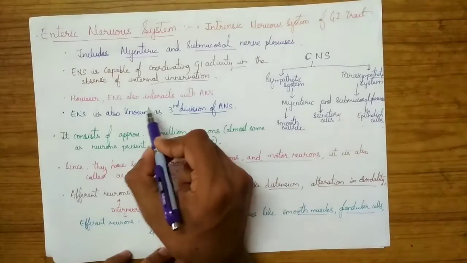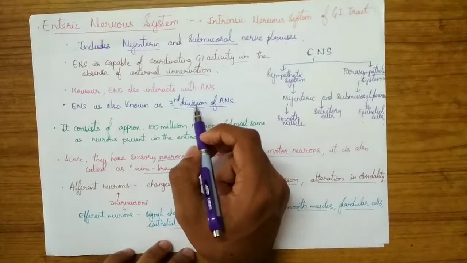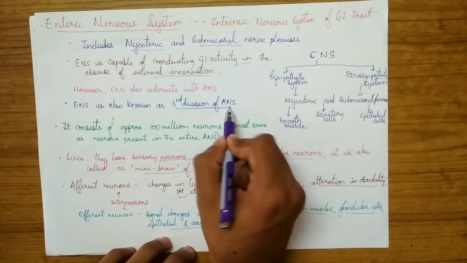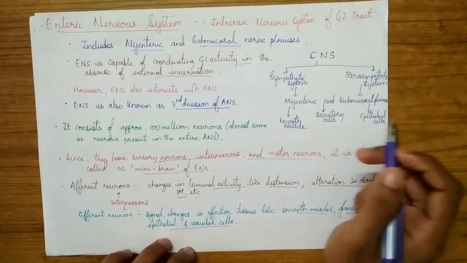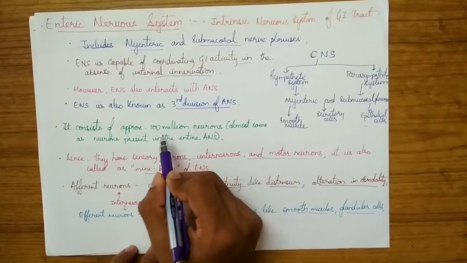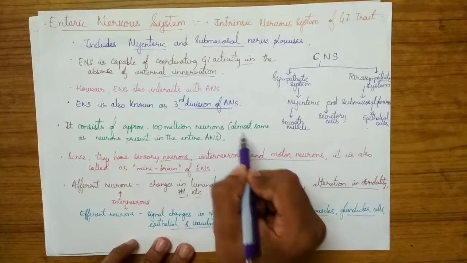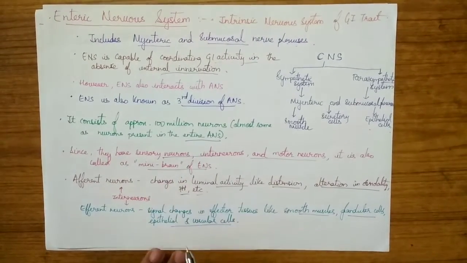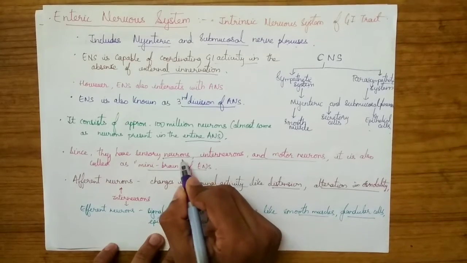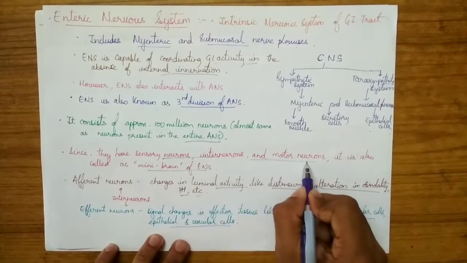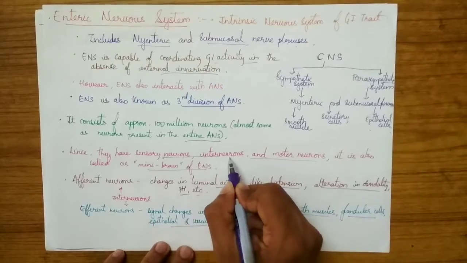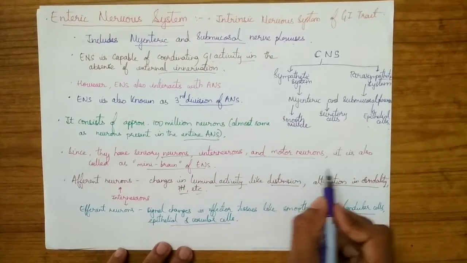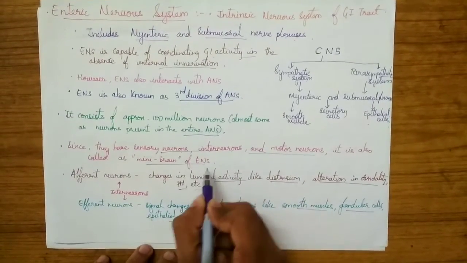So therefore it also interacts with the ANS and is called the third division of the ANS because of its independent property. It consists of almost 100 million neurons, which is almost the same as the neurons present in the entire ANS. Since it has sensory neurons, interneurons and motor neurons, that is the afferent neurons, interneurons and efferent neurons, it is also called the mini brain of the ENS.